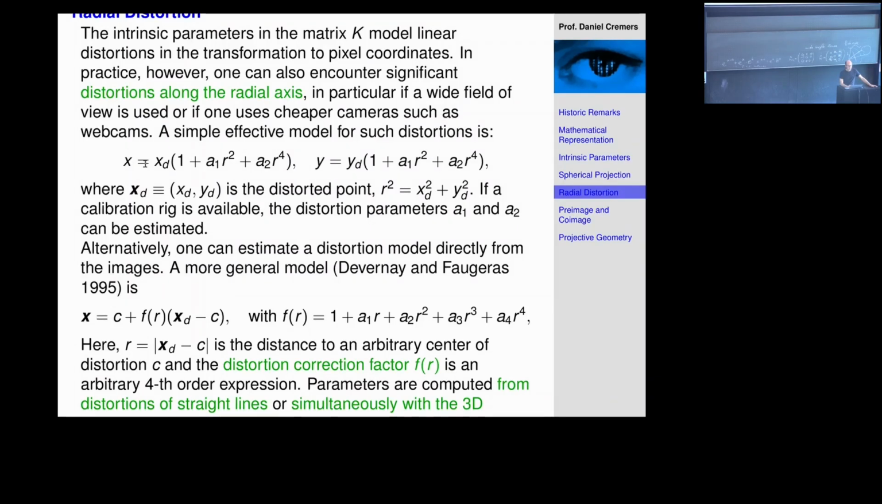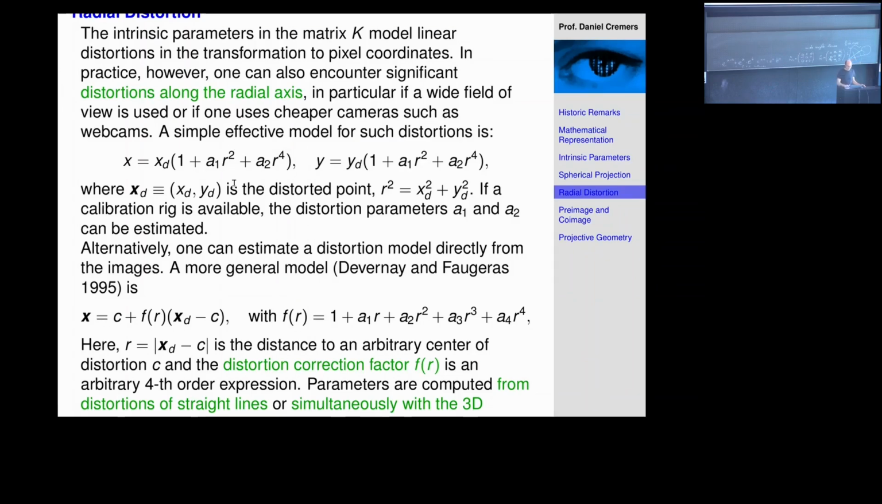And those coordinates depend on xd with a factor that depends on the radius. And typically you have this dependency. You can have a model with two parameters, one that depends on the square of the radius, one that depends on the fourth power. And what you do in practice to get these parameters is you do a least squares fitting.